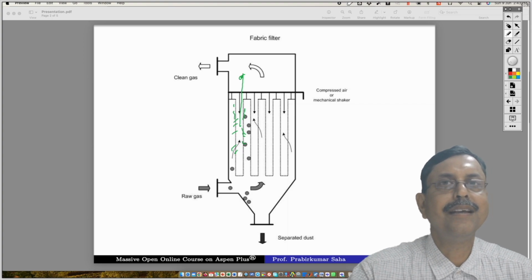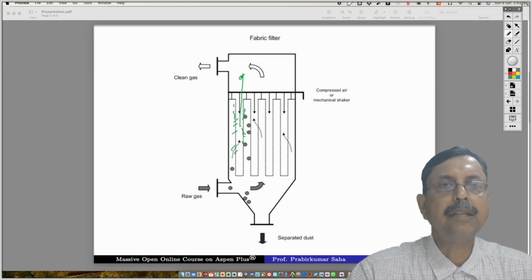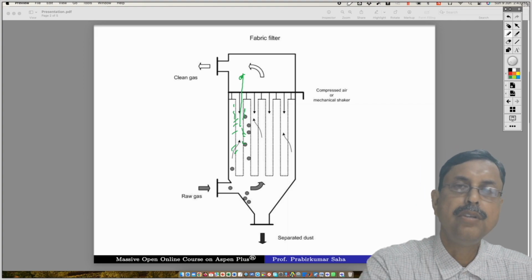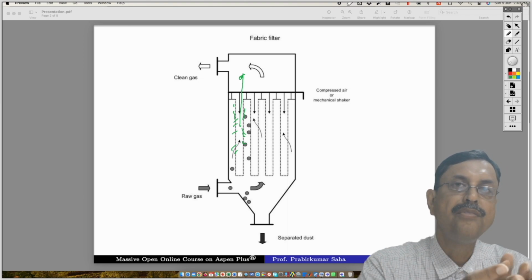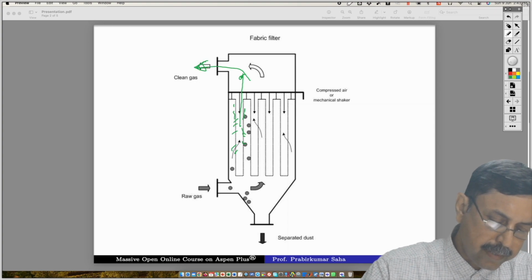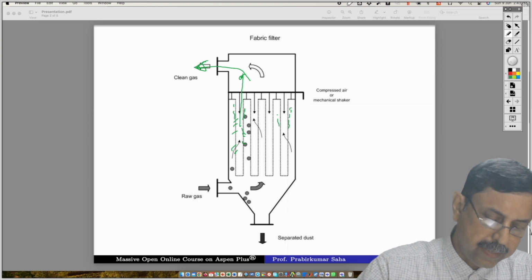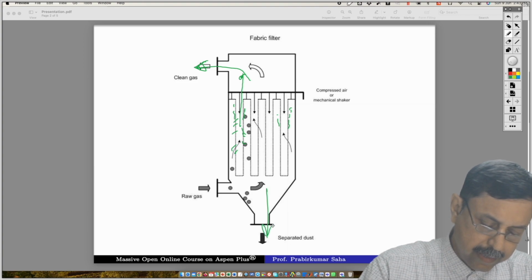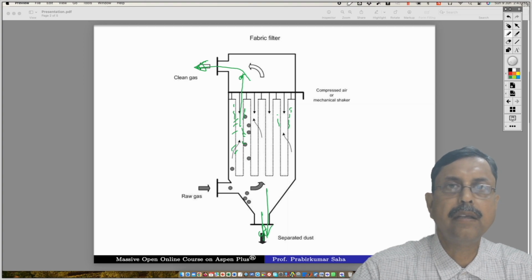Just like a hydrocyclone separator, or for that matter any solid-liquid filter, here also there are two types of resistance. One resistance is due to the filter medium and the other resistance is due to the filtration cake formation. So the clean gas escapes through this exit, whereas the solid particles which got arrested on the surface form a cake and eventually are separated through this dust collector. That's how the fabric filter works.